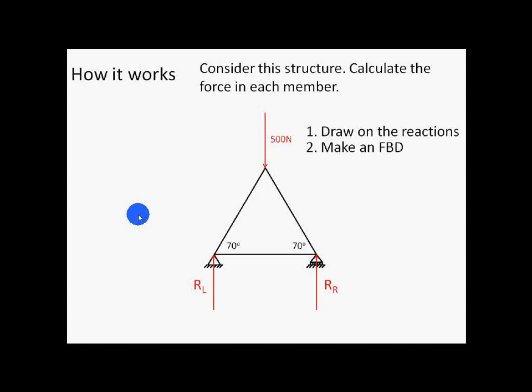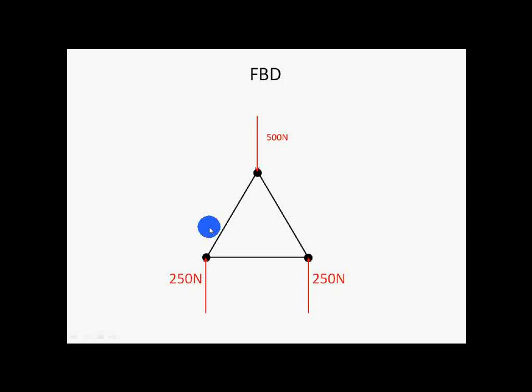Then we have to make a free body diagram of that. And these two forces here, we need to know them, that's important as well. And just from that, for equilibrium, the sum of the forces vertical has to be equal to naught, so those two will each be equal at 250 newtons, because that's an isosceles triangle.